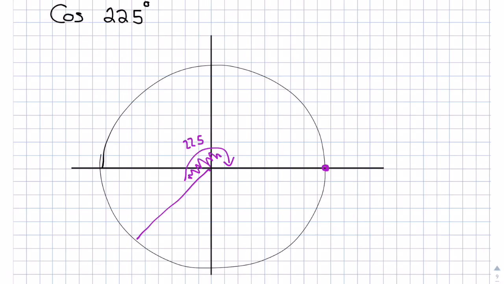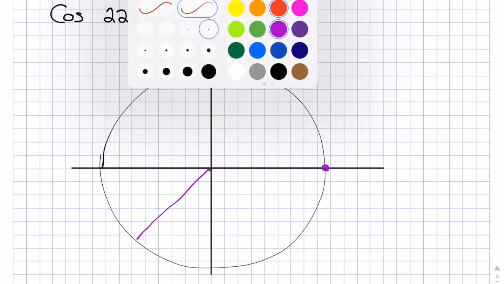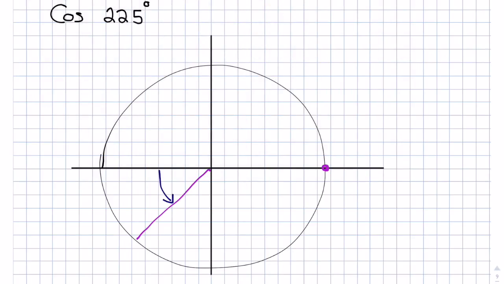Now again, what would my reference angle be? And our angle is always measured off the x-axis. So let's find out what our reference angle would be. Well, this here is our angle measured off the x-axis. Remember, this part is 180. So to get to 225, this part here must be 45. So our reference angle is 45 degrees.